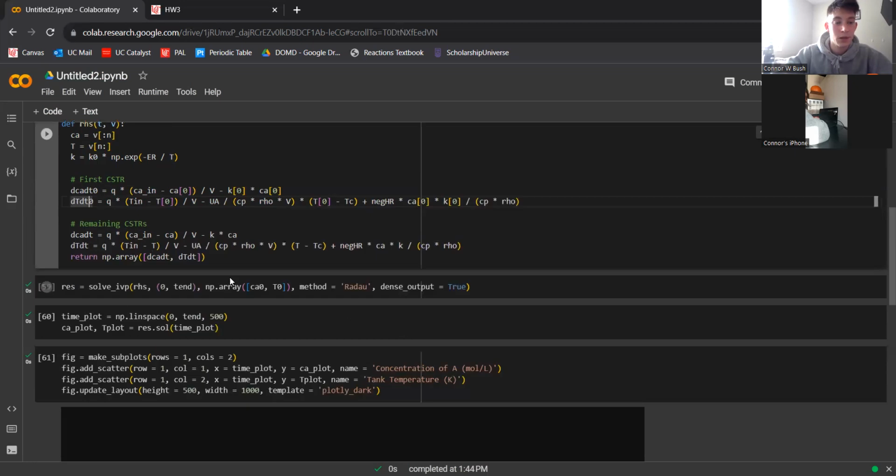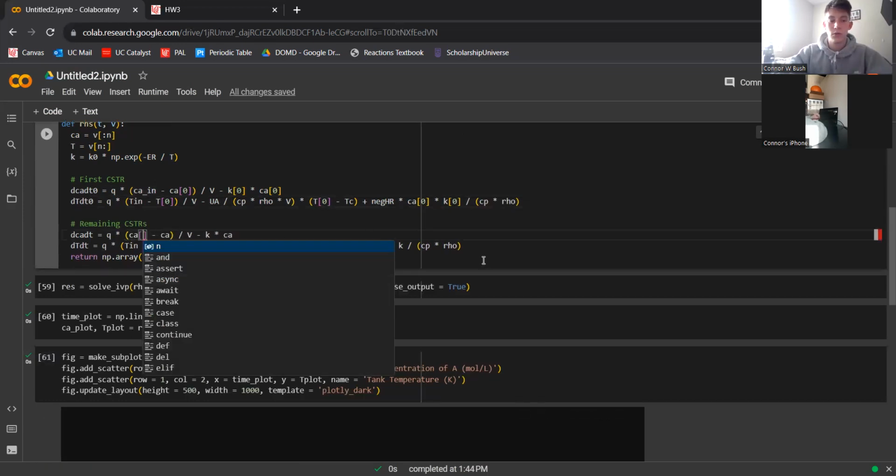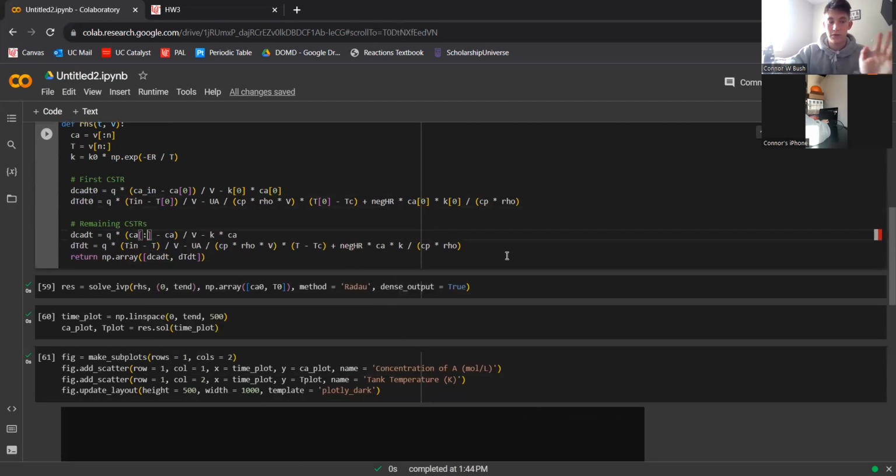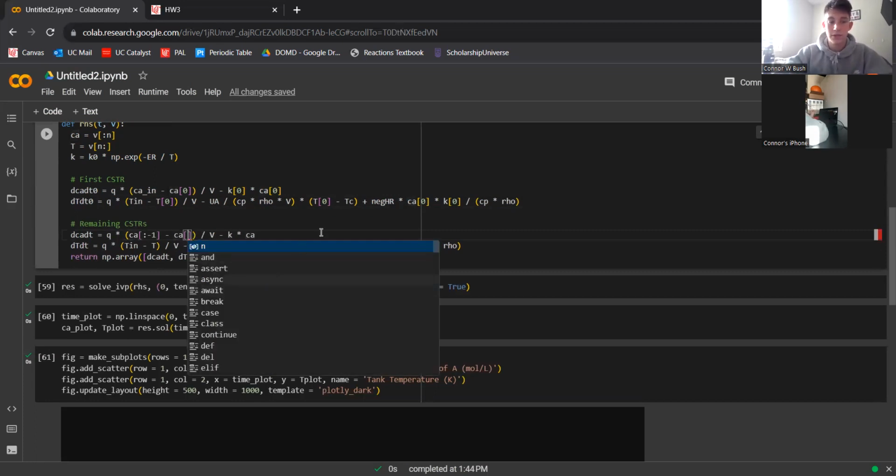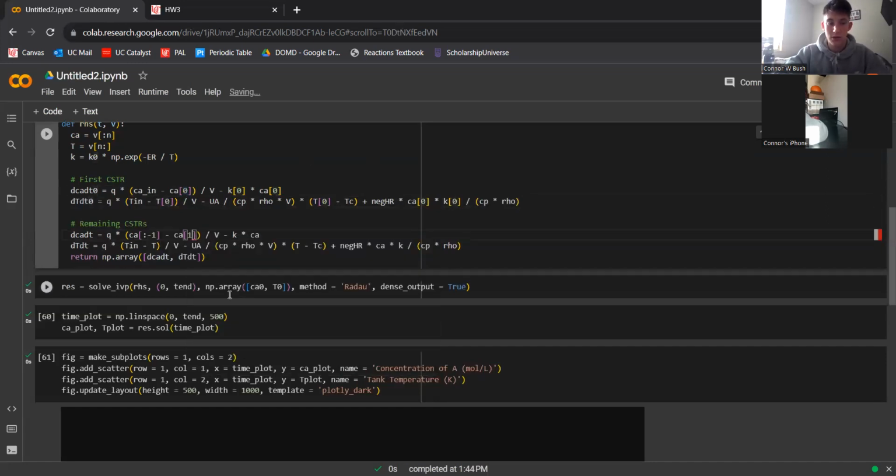And then looking at the remaining CSTRs, we're going to have to modify this a little bit. So we're going to want to start from the very first. So this includes the 0th one, but we want to go to the very end one, but not including that. Because if we look at the difference here, we want to have that overlap where we're subtracting the initial from what's leaving. So since we have this 0th index already, we're starting at the one that's following. So 1, and then going to the very end there.